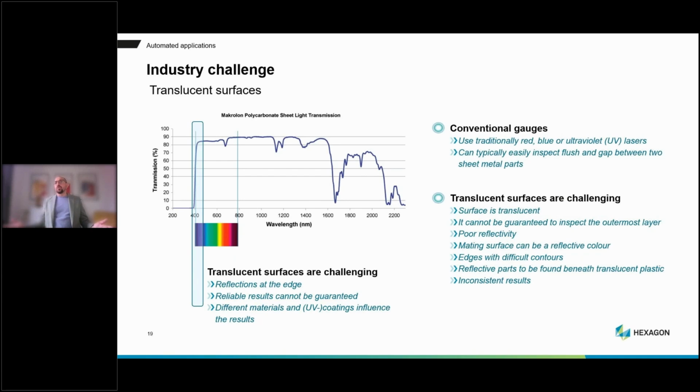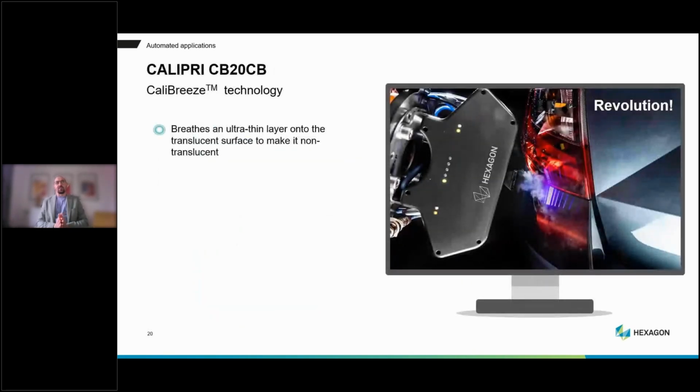So what's the solution to that? Again, we see on the market there are blue lasers, ultraviolet lasers, lasers that are in between, and they all claim that it's possible with them to basically see on transparent surfaces. We have tested everything, and we are not sure whether we do get some transmission with ultraviolet lasers. Also, we cannot apply our CALIPRI technology to all of them, so we decided to go a completely different way. And that's what we've done with the CaliBreeze technology. CaliBreeze technology brings an ultra-thin layer onto the translucent surface to make it non-translucent.